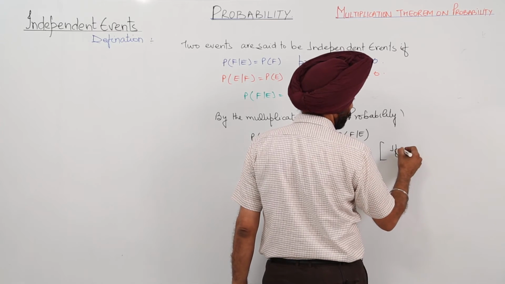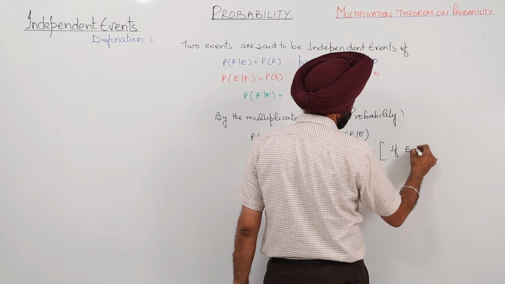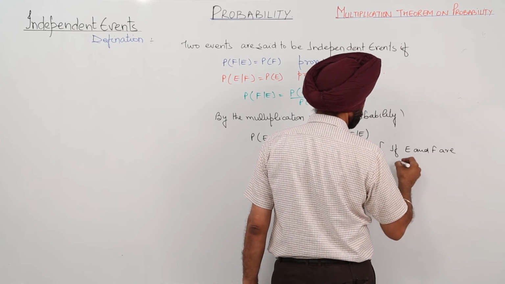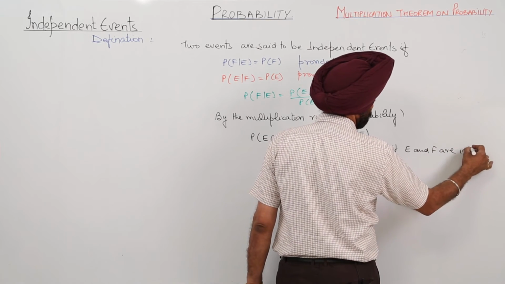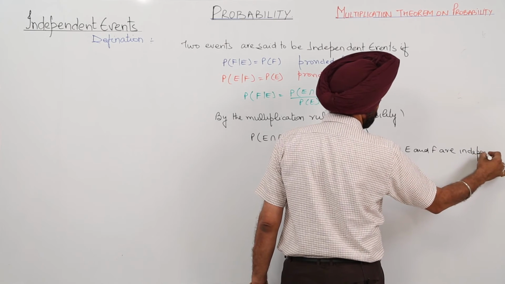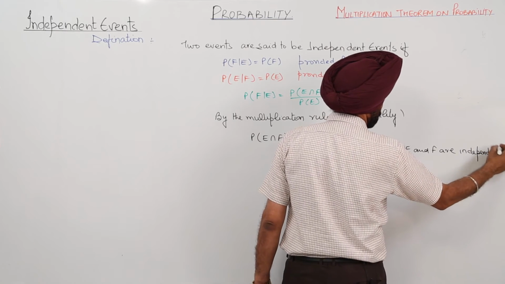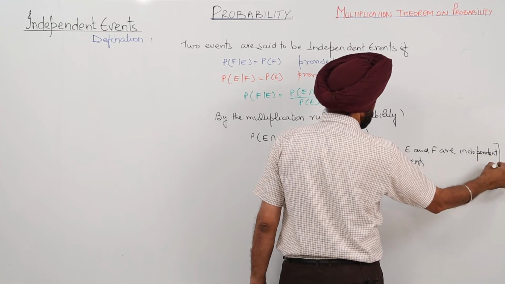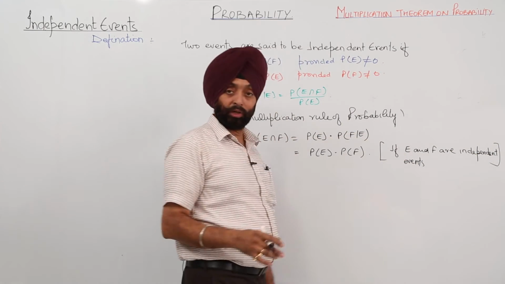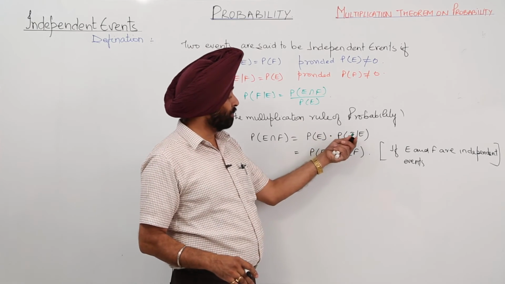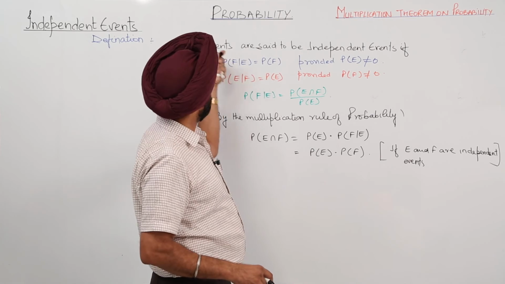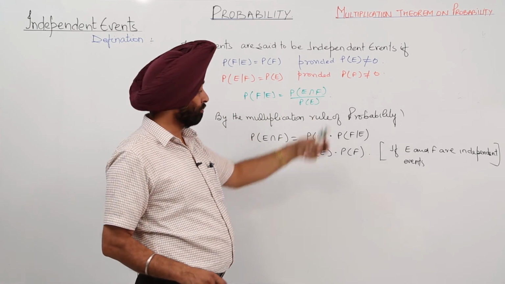If E and F are independent events. So only if E and F are independent, then only we can write P(F|E) is equal to P(F). Okay, two events are said to be independent.